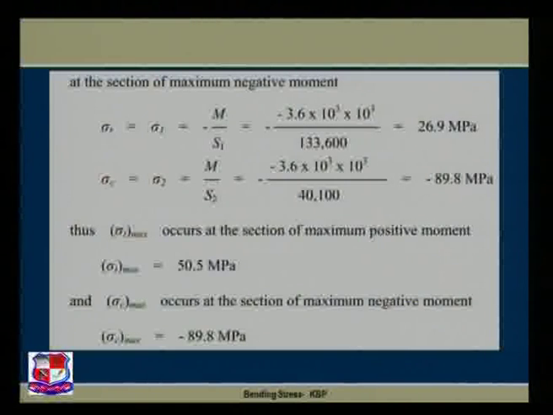Now at the section where the maximum negative moment comes, we can obtain the stresses by M by Z1 and M by Z2. We have these answers. Hence sigma t maximum occurs at the section of maximum positive moment, and this is the answer, while the compressive stress occurs at the section of maximum negative moment, and this is the answer.